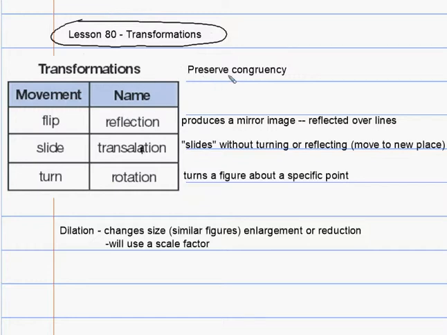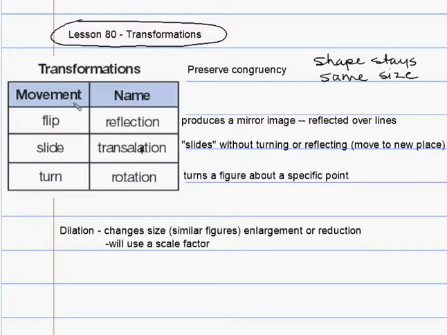Transformations will preserve congruency, and what that means is that the shape will stay the same size. The orientation, or where it is located, will change, but the shape will always be the same size.